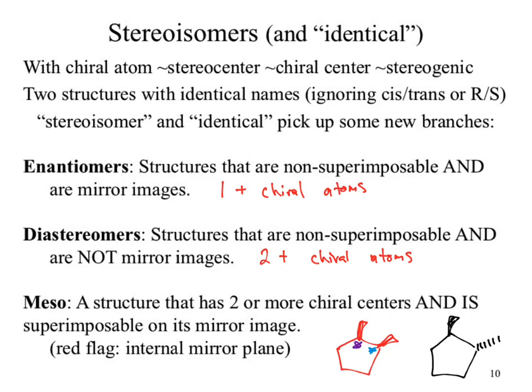What is the relationship between the red structure and the black structure? Right? Certainly not meso anymore because they're not superimposable. Okay? We do have chiral atoms in both, so it could be an enantiomer. It could also be a diastereomer. For them to be enantiomers, what must be true? These must be mirror images of each other. Are they mirror images of each other? No.